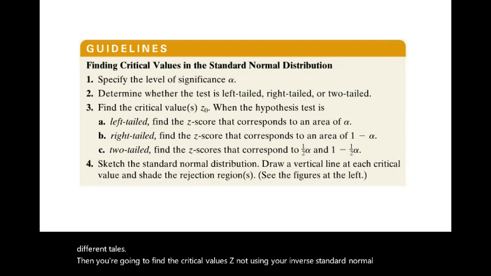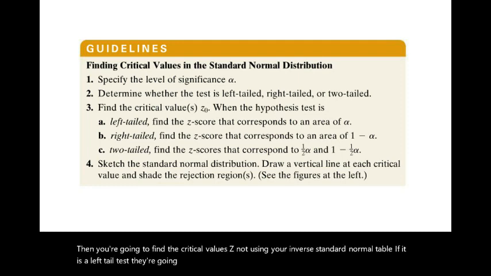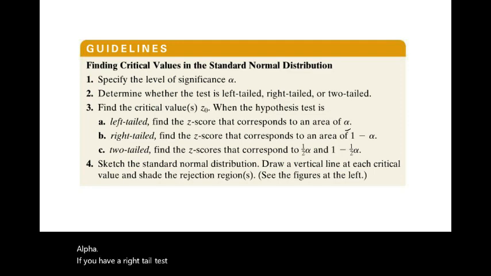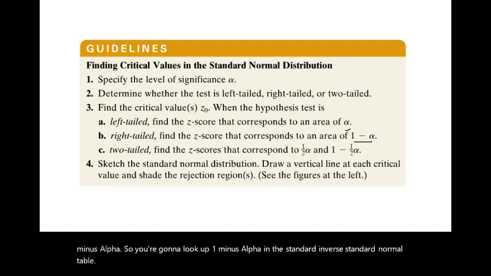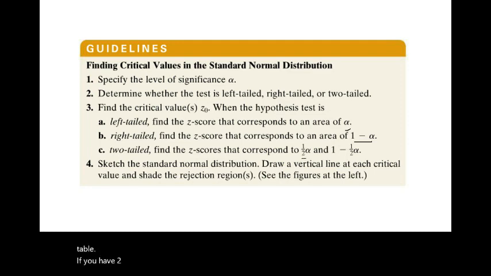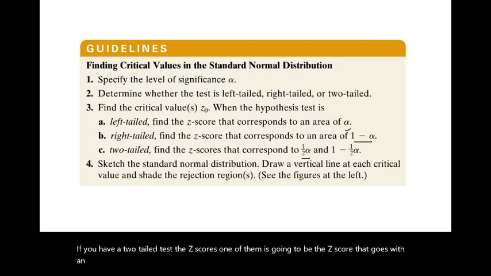If it is a left-tail test, you're going to find the z-score that corresponds to an area to the left of just alpha. If you have a right-tail test, you're going to find the z-score that corresponds to an area of 1 minus alpha. So you're going to look up 1 minus alpha in the inverse standard normal table. If you have a two-tail test, one of the z-scores is going to be the z-score that goes with an area of 1/2 alpha, so you would look up 1/2 alpha in the inverse standard normal table. And then its opposite will be the other tail.